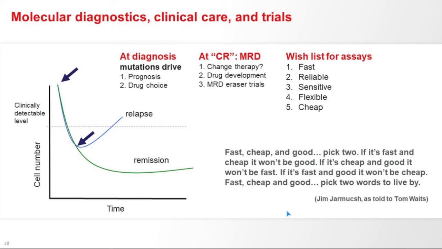But as filmmaker Jim Jarmusch told polyglot Tom Waits, fast, cheap, and good, pick two. If it's fast and cheap, it won't be good. If it's cheap and good, it won't be fast. If it's fast and good, it won't be cheap. Fast, cheap, and good, pick two words to live by.